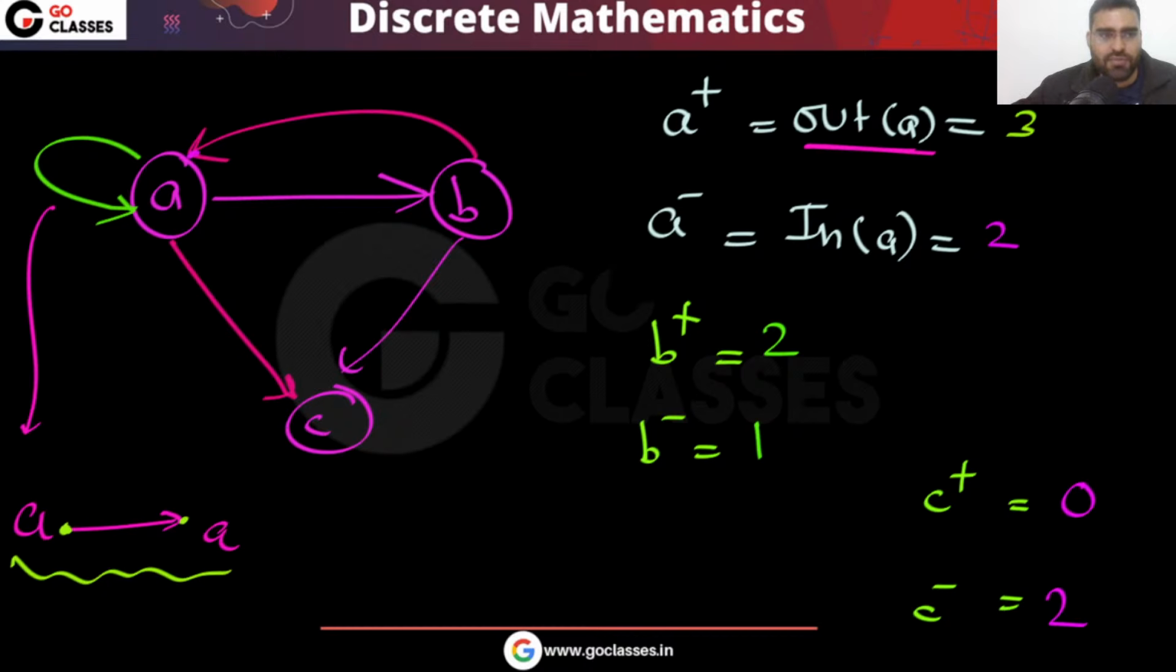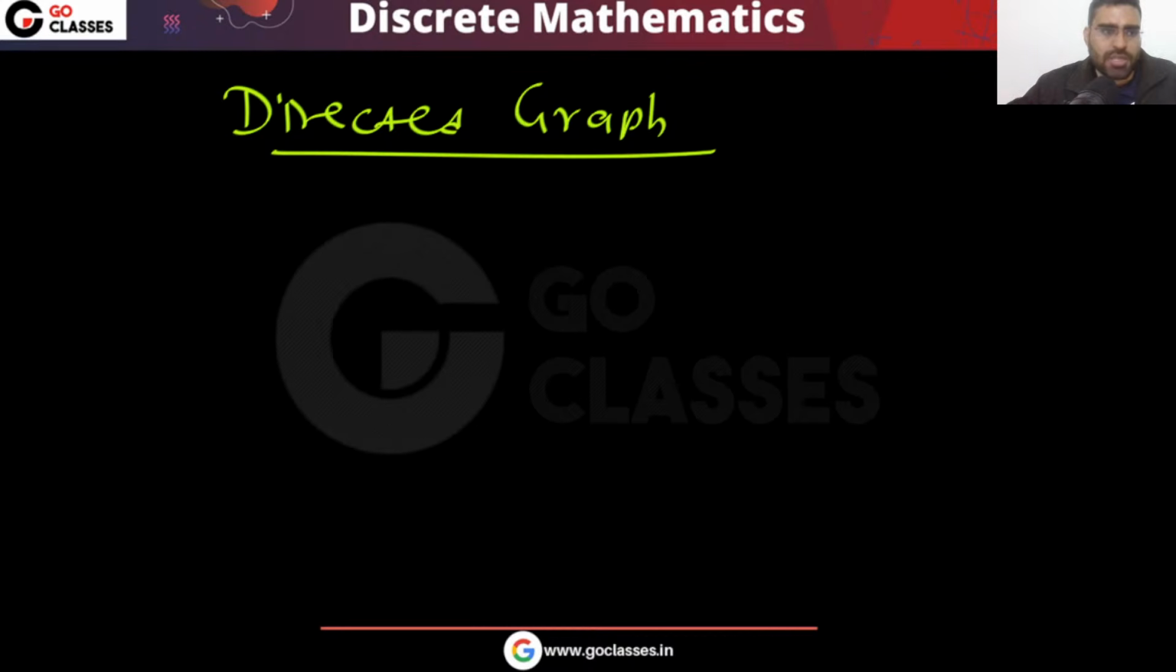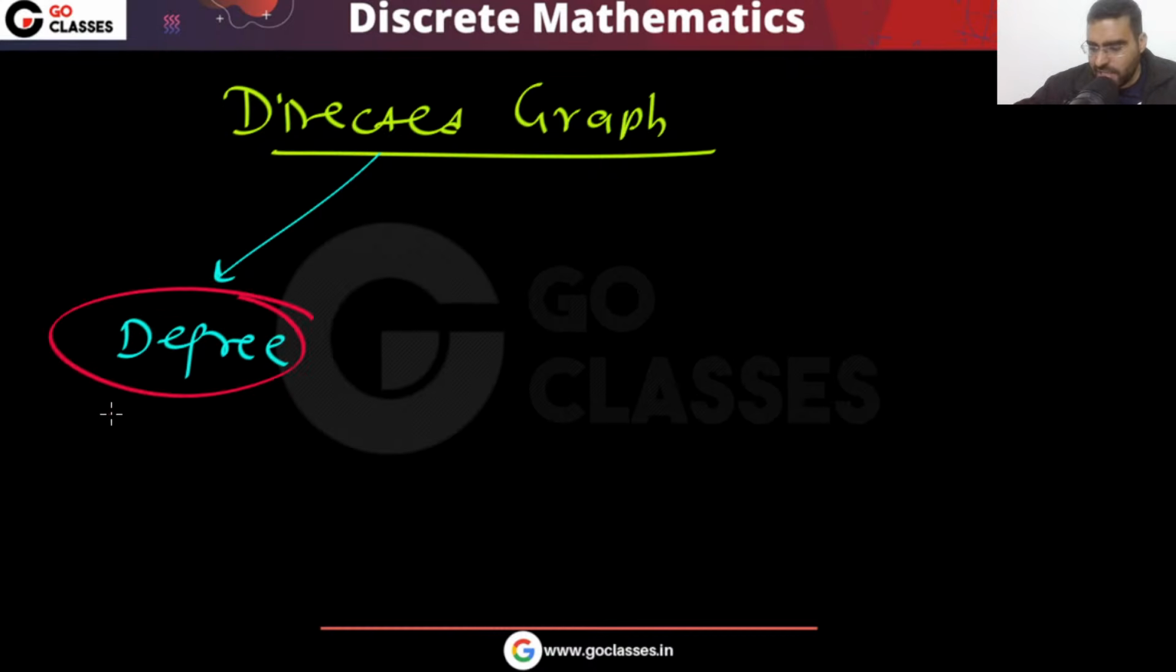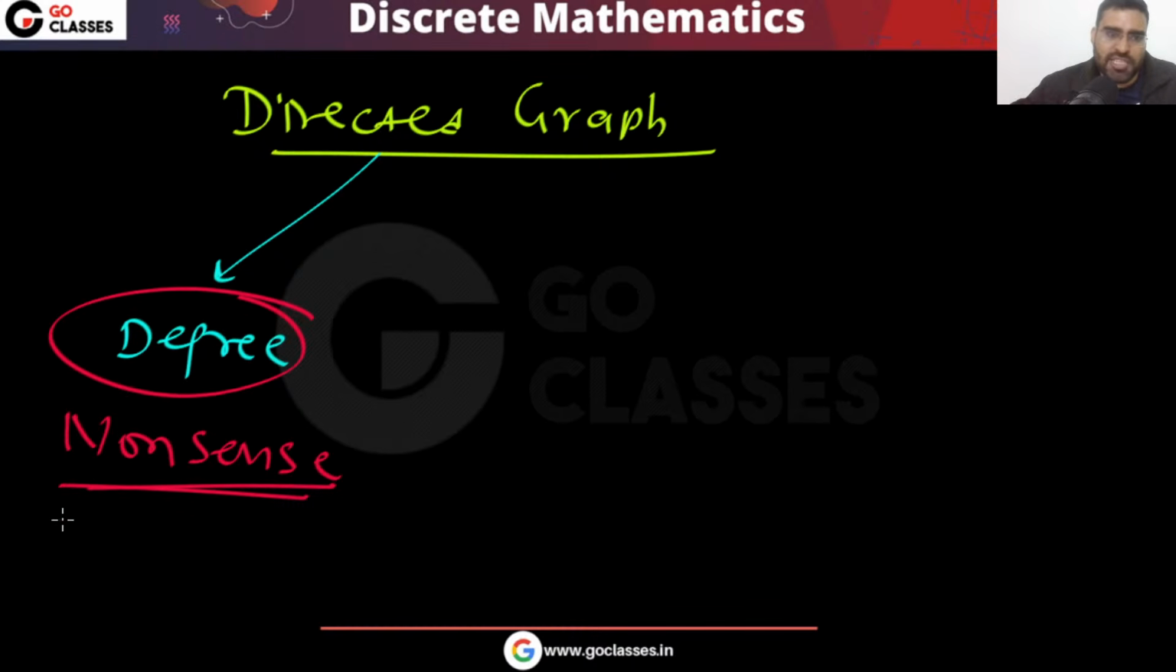For a directed graph, we have this concept. Remember, if you have a directed graph, then there is no concept of degree. There is no concept of degree. This degree concept is nonsense. But in the GATE exam, they can define it. Do you agree? Maybe they can give you some definition. But by default, this is nonsense. Nonsense by Jethalal.